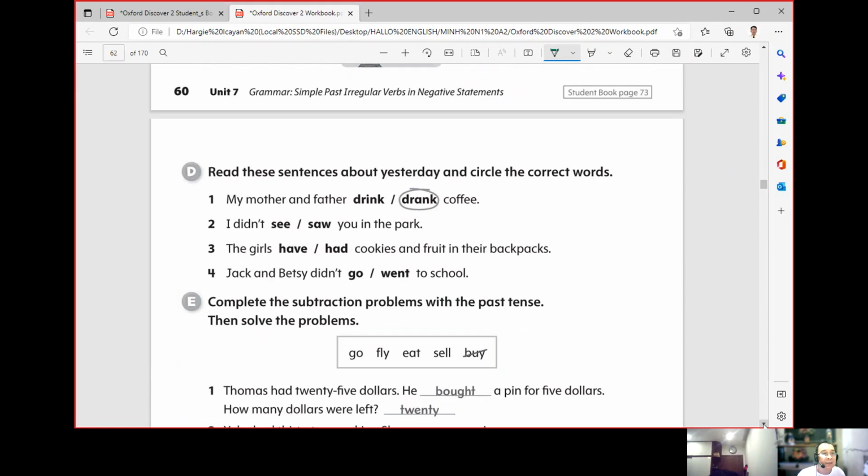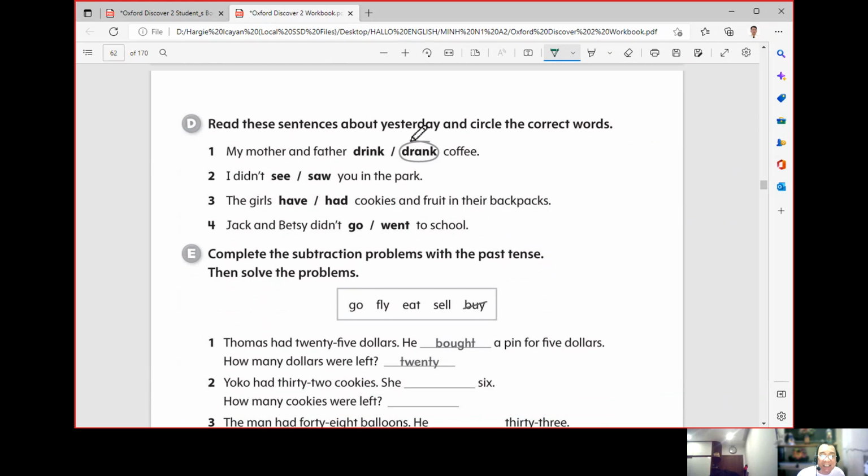Next. Read the sentences about yesterday and circle the correct words. Can you read sentence number 1? My mother and father drank coffee. Yes. So drank, because the word drank is in the past form. Next.